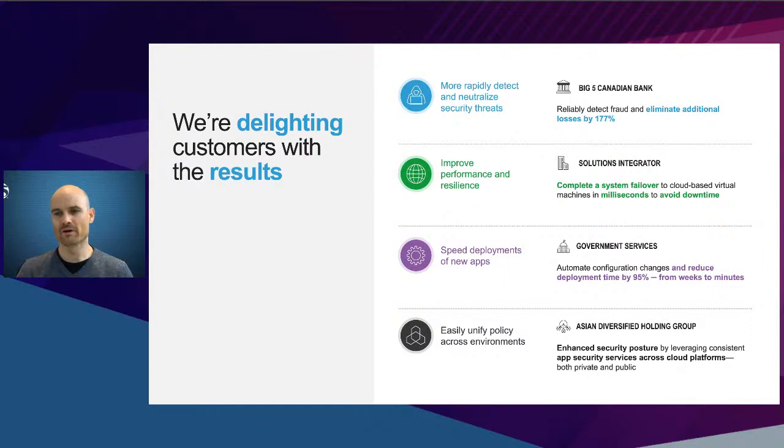The first one is a big 5 Canadian bank where we reliably detect fraud and eliminate additional losses by 177%. So this was one use case that we did with a Canadian bank. If you are interested, reach out to me and WestCon, and we can go deeper on this use case.